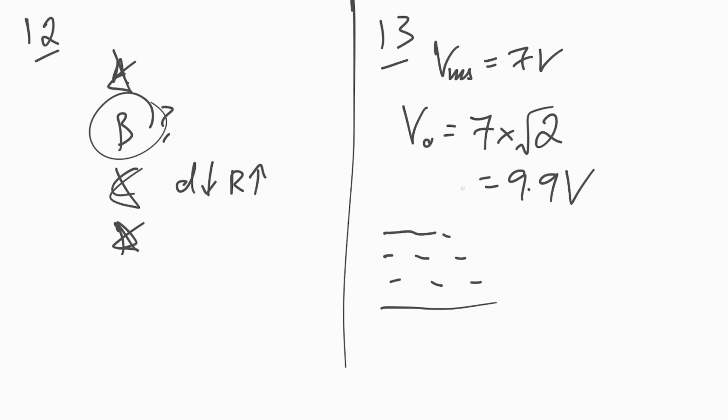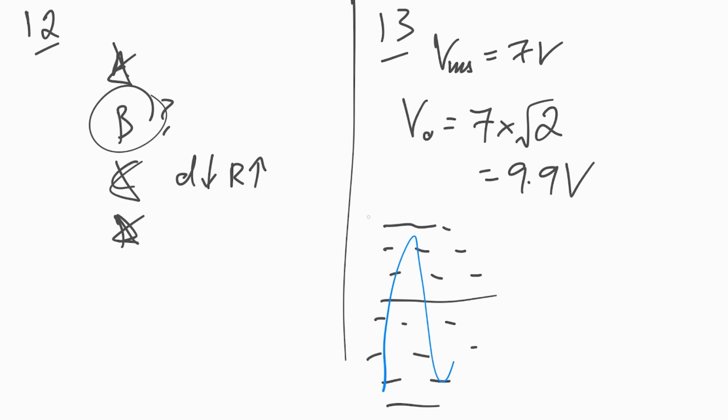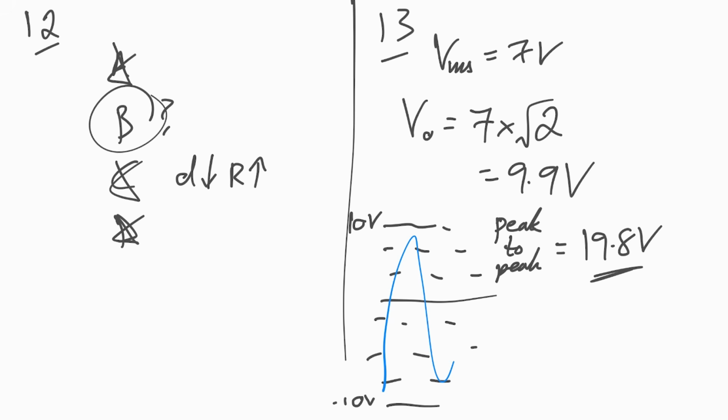So 9.9 volts. If it's got 8 divisions, for the tallest complete waveform, there's equilibrium in the middle, and then it needs to go 10 volts up here, minus 10 volts down here. We need the complete waveform. It's not often we talk about peak to peak voltage, but peak to peak is 20 volts, fine, 19.8 volts, but that's the idea. So we need it to be at least 10 volts at the top there.